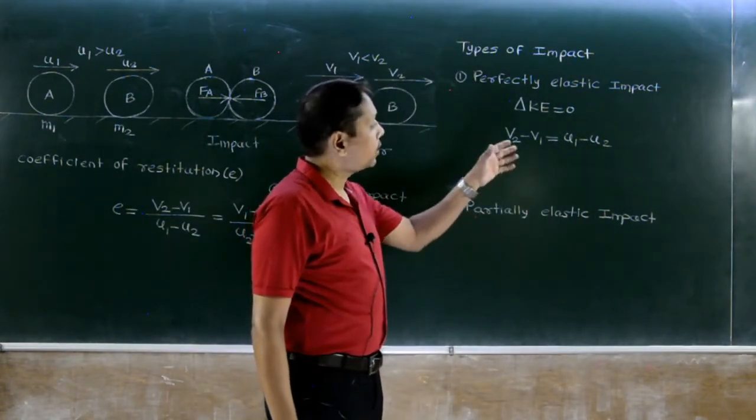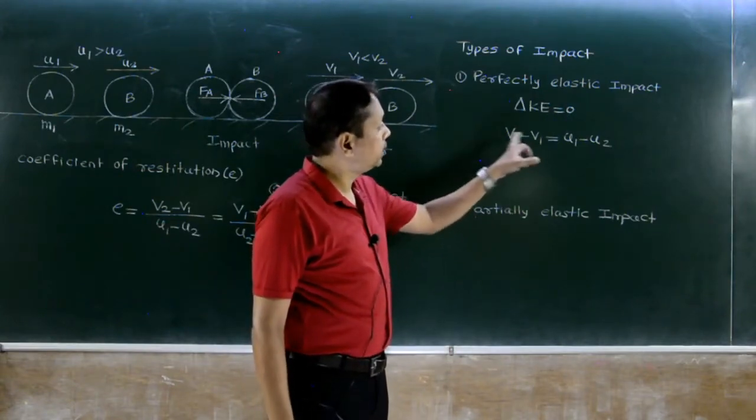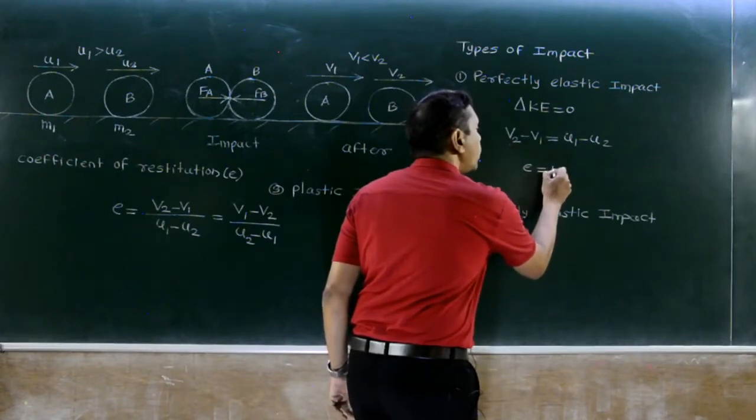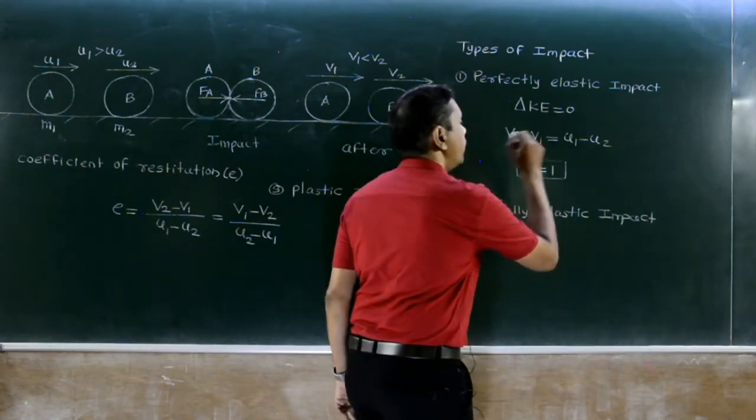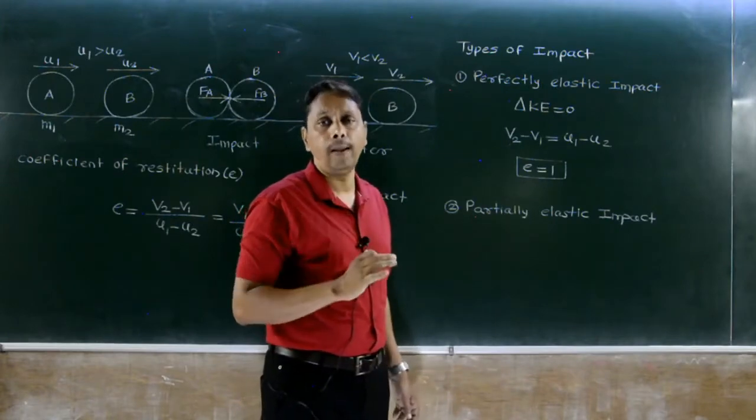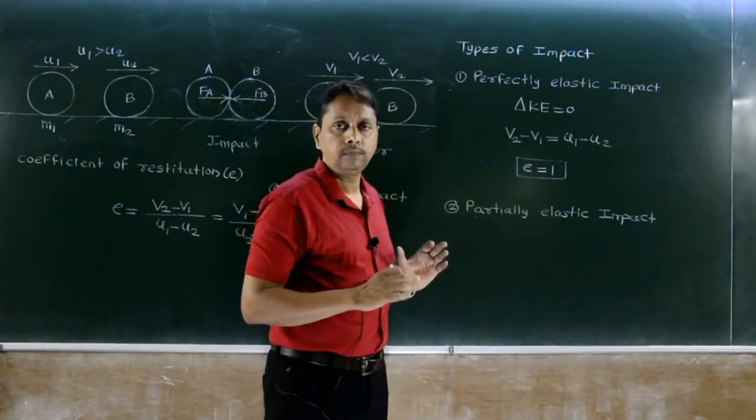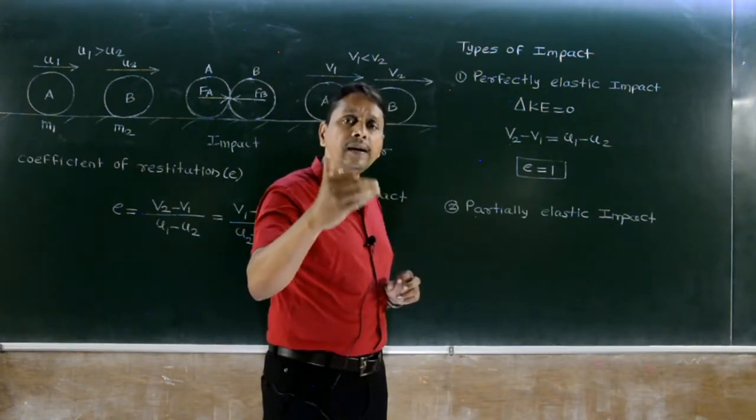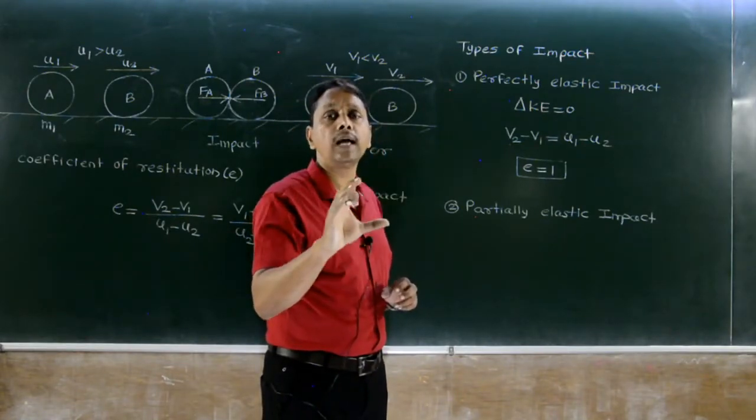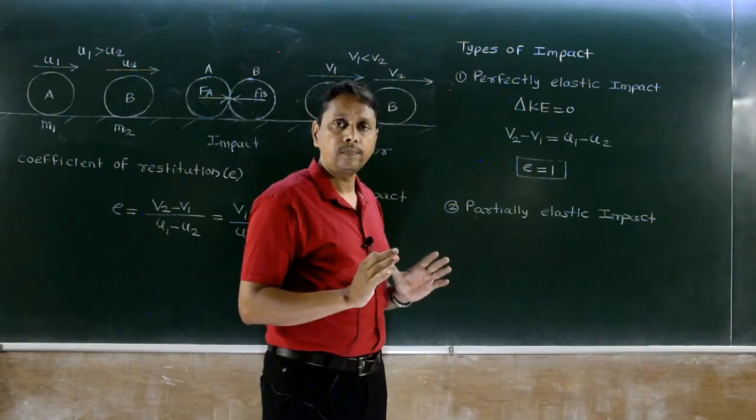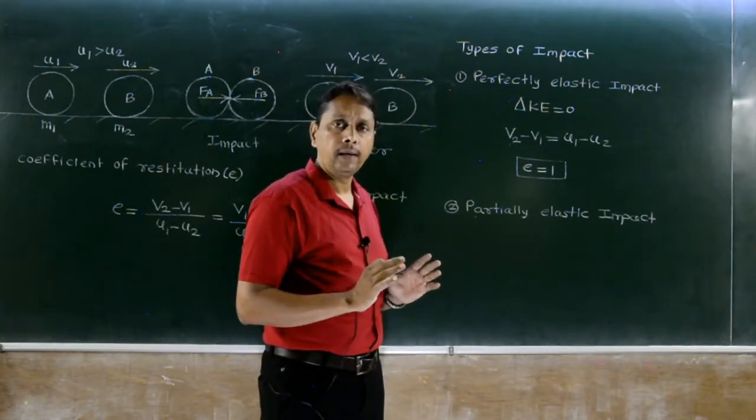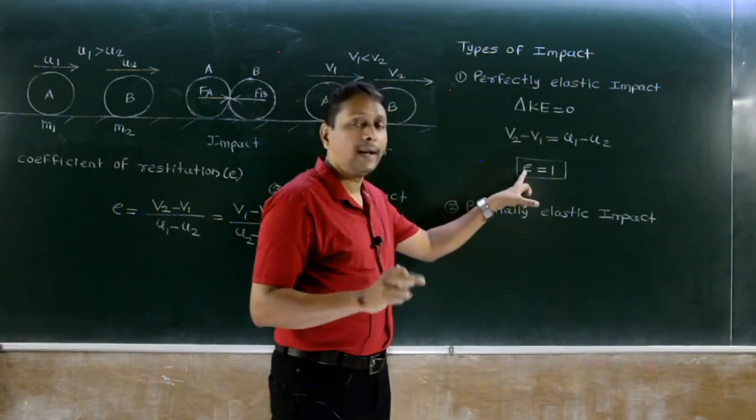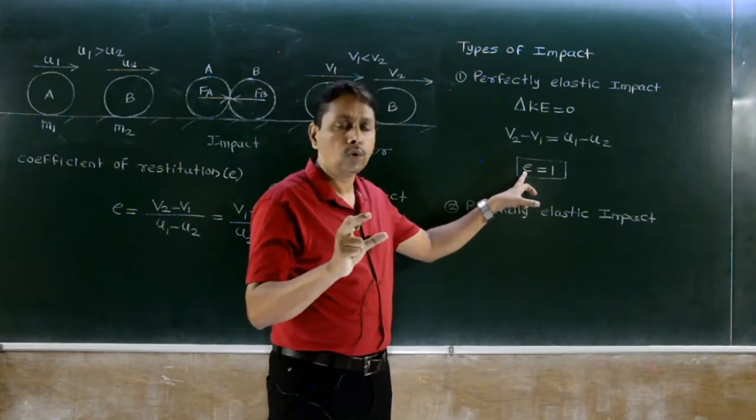Then what is its effect on E? As E is the ratio of these two and they are the same, therefore E is equal to how much? 1, for perfectly elastic impact. For perfectly elastic impact, E is equal to what? 1. Got it? In this, the body recovers 100% from deformation. There is no loss at all. Is it clear? When they ask numericals on perfectly elastic impact, they never provide the value of E. You have understood E is how much? 1.